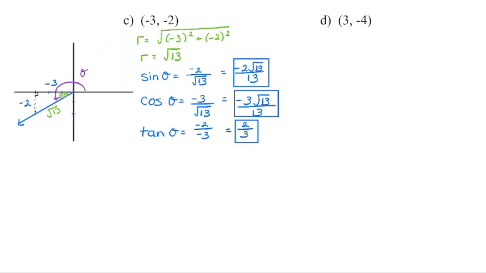Next thing, we have (-3, -2). So -1, -2, -3 and -1, -2. That point is going to lie in quadrant 3, and we can go ahead and draw the terminal arm. So my angle is rotating here. I'm going to use that reference angle to get those 3 primary ratios. So first thing we're going to do is get the radius, and then we're going to calculate those 3 ratios.